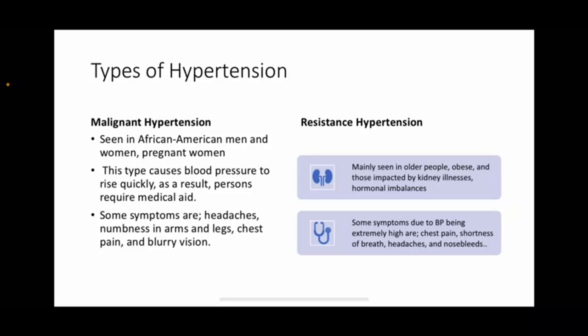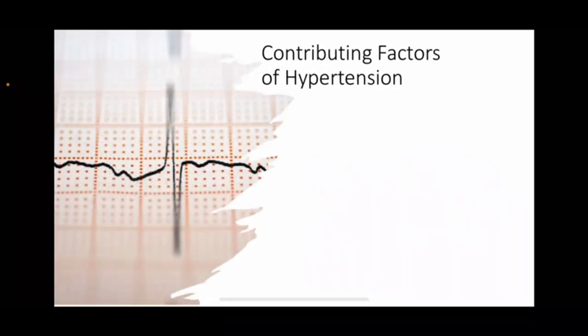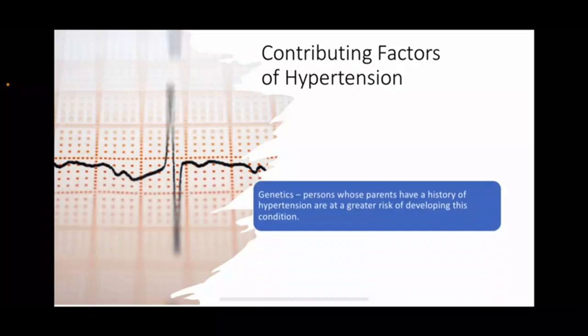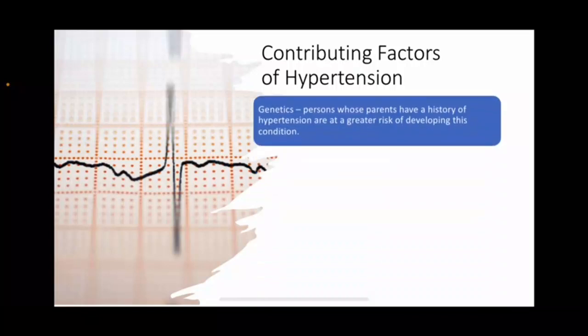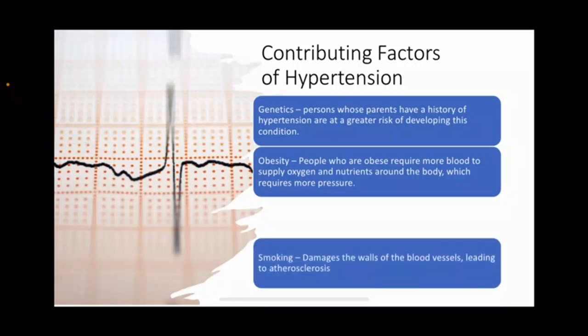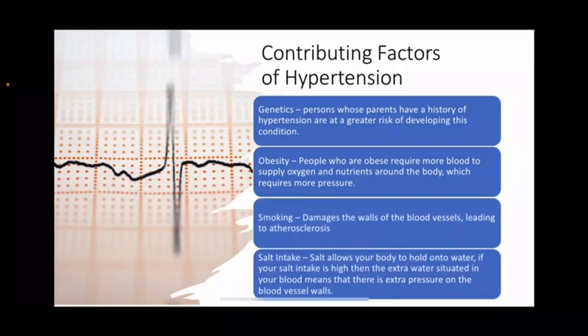Lastly, we'll talk about the last form of hypertension, resistant hypertension. This is mainly seen in older people, the obese, and those impacted by kidney illness and hormonal imbalance. Some symptoms due to blood pressure being extremely high are chest pains, shortness of breath, headaches, and nosebleeds as well. Here are some contributing factors to hypertension: genetics, obesity, smoking, and salt intake.